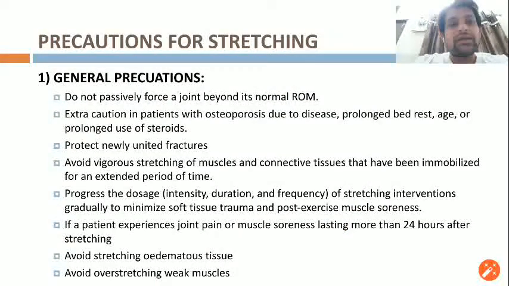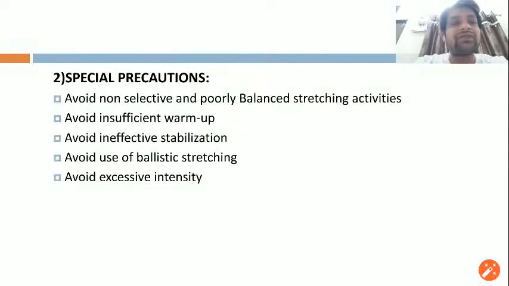Precautions for stretching. Here we have general precautions. In general precautions, do not passively force a joint beyond its normal range of motion. Then take extra care with a patient with osteoporosis due to the disease, prolonged bed rest, age, or prolonged use of steroids. Then protect newly united fractures. Then avoid vigorous stretching. Then progress the dosage gradually, that means the intensity, duration, and frequency. If a patient experiences joint pain or muscle soreness lasting more than 24 hours after stretching, then avoid stretching edematous tissue, then avoid overstretching weak muscles.